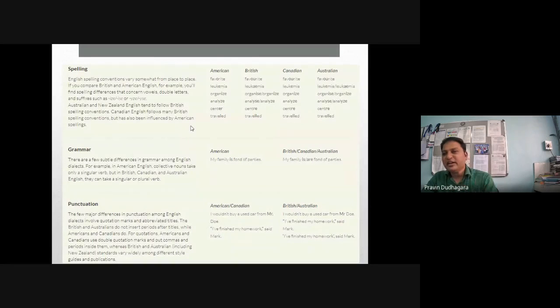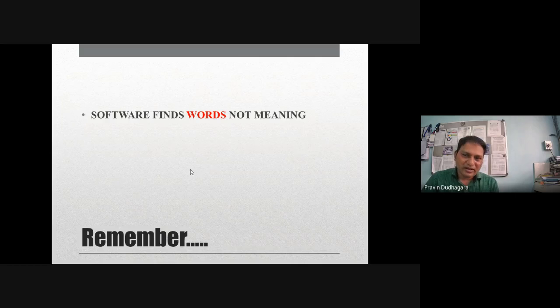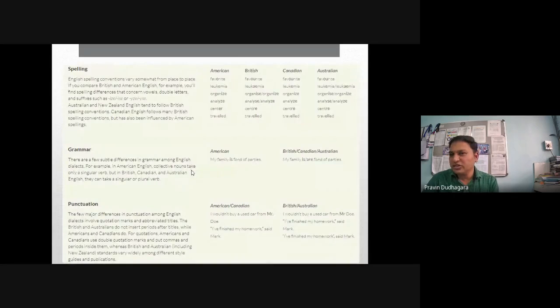Sometimes we are not discussing that particular part because it's out of our box, but the spelling depends on which language you use, and some spellings are different. For example, center and centre are written differently in American, British, Canadian, and Australian English. Favorite spelling is also different. Even the grammar, UK British grammar and Australian grammar, is different. For example, Americans use "my family is", but in British they use "my family are". So there is different grammar, spelling, and even punctuation, but they may not interfere much with plagiarism. That much interference is not generally found in plagiarism.